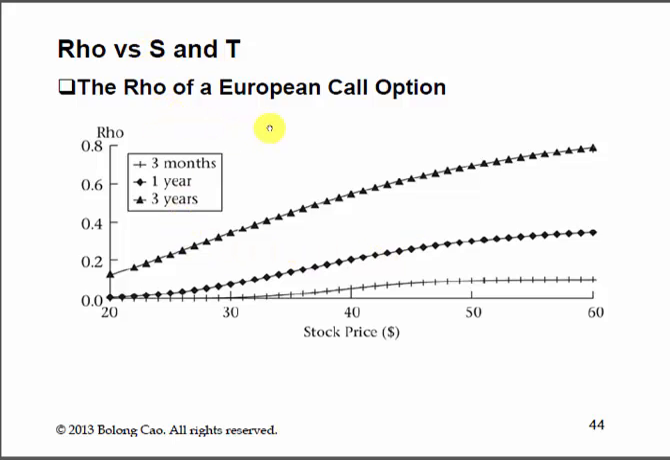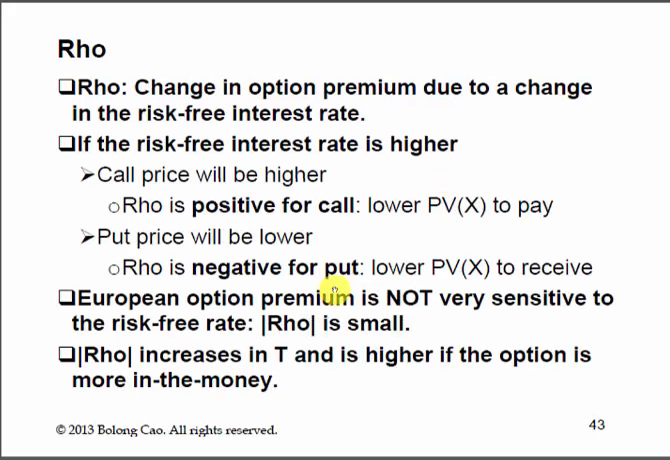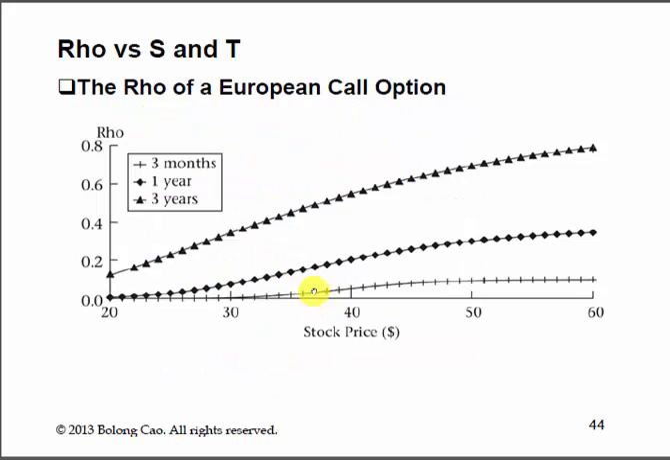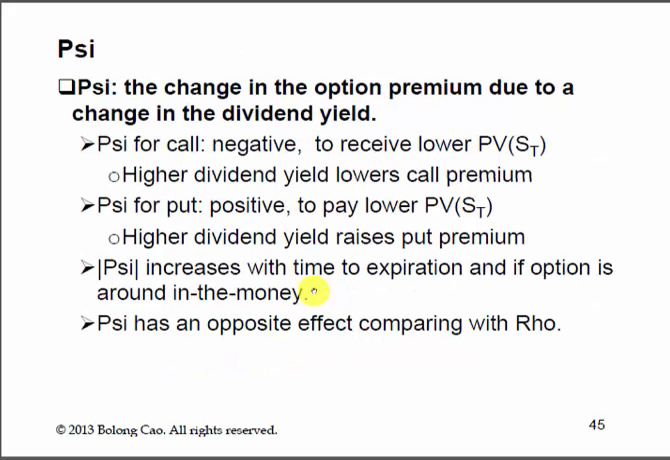And this is the rho for a European call option for different underlying prices. You can see the short-term option, the expiration date of 3 months, on the bottom. So rho increases in T for the call. All right. This is the one last Greek, psi.